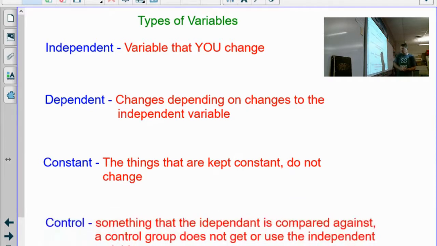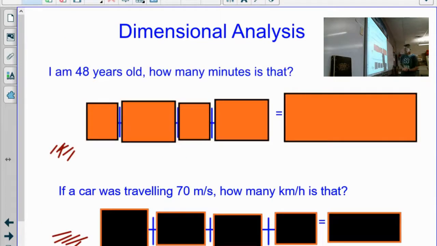And then the control is what you are comparing to. So as you make changes to your independent variable, you are going to compare the changes that you see to the control. So the control group is what's not getting the independent variable. So it's just something that you're comparing to see how your results changed.